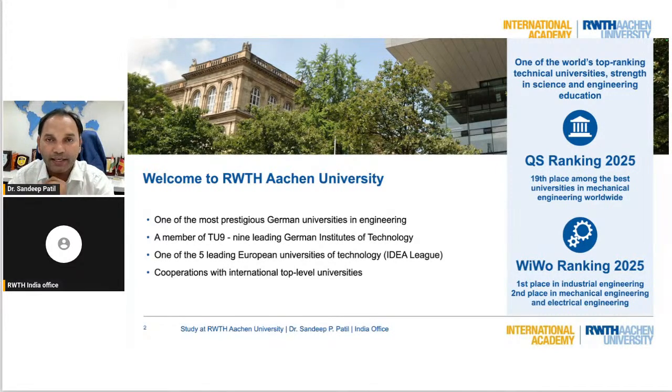It is also part of the IDEA League, the top 5 leading European technical universities in Europe. We also have strategic collaborations with top-level universities in the world. Especially in India, we have a strategic partnership with IIT Madras, and we have now started collaborations with other IITs, NITs, and some prominent universities in India. Therefore, it is one of the best universities for technical education, and many students are aiming for this university.